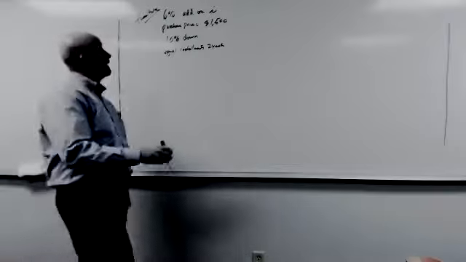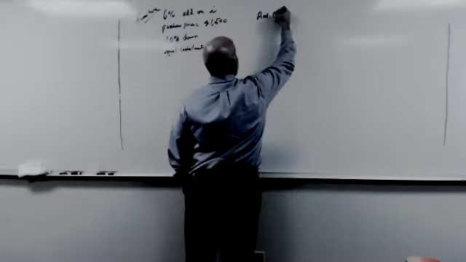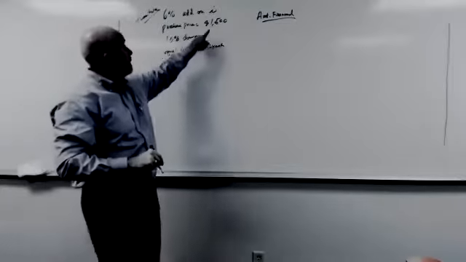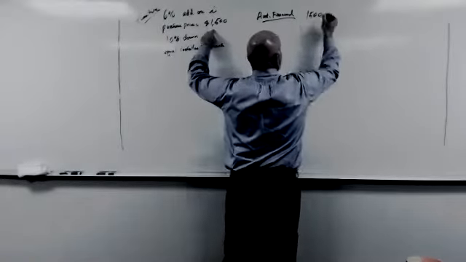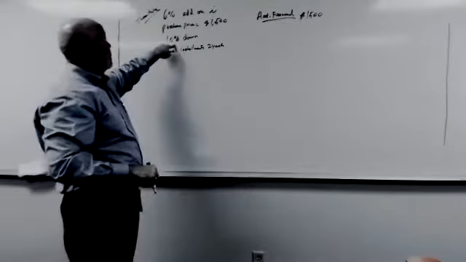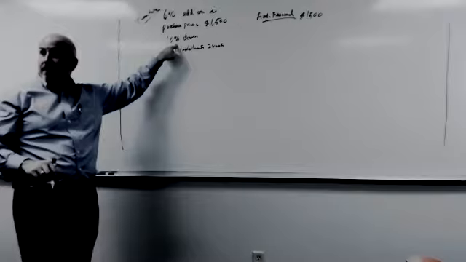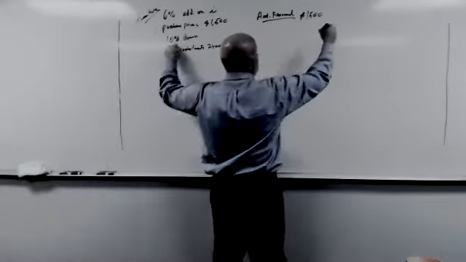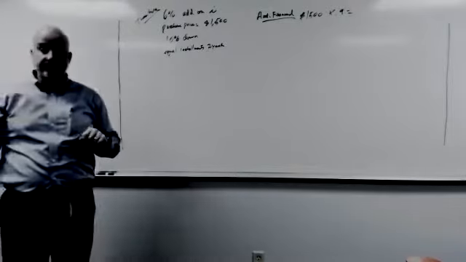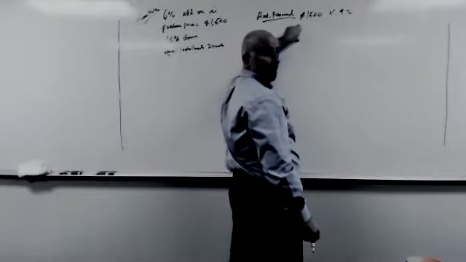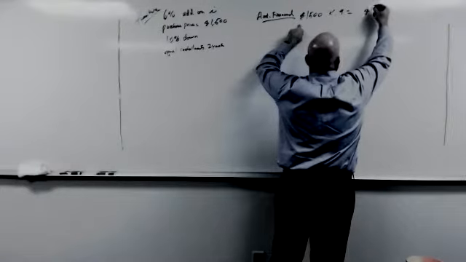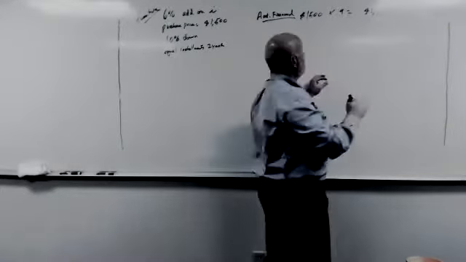All right, so what is the amount financed? The purchase price is $1,500. We're required to put a 10% down payment, so we're going to finance 90%. 90% of $1,500 is $1,350.